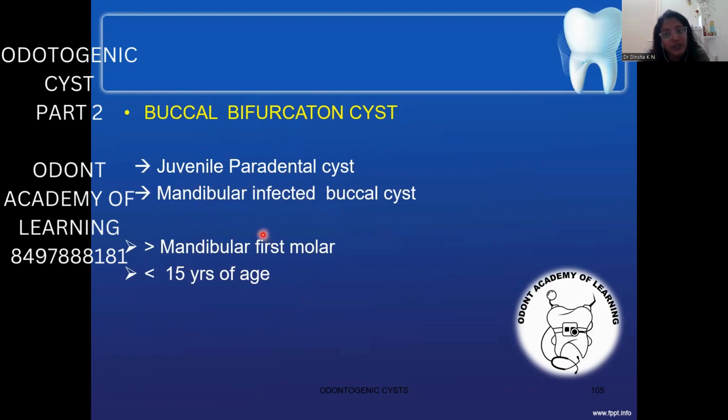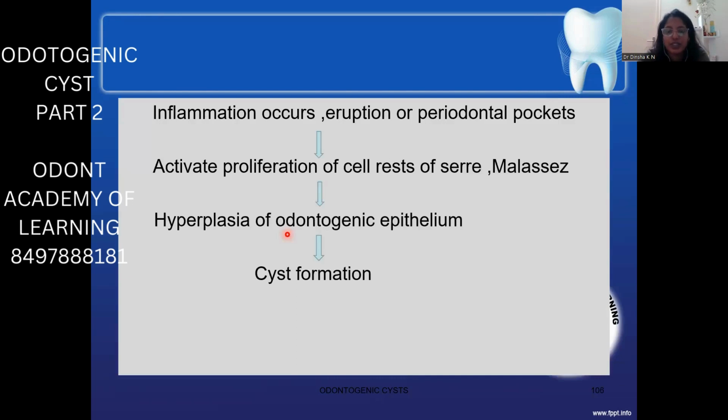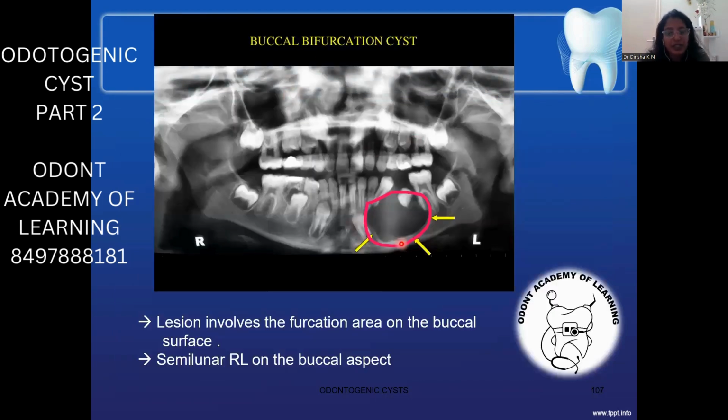More commonly in the mandibular first molar region, in those less than 15 years of age. Herein an inflammation happens due to eruption or due to a periodontal pocket, which is activating the proliferation of cell rest of Serres or cell rest of Malassez, which causes a hyperplastic odontogenic epithelium, leading to the formation of a cyst. This buccal bifurcation cyst is normally seen in the mandibular molar region, and it involves the percussion areas of the buccal surfaces of the molars, and it shows a semi-lunar radiolucency on the buccal surface.